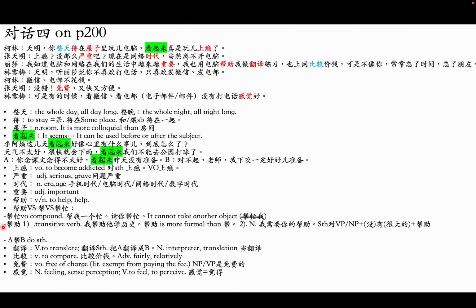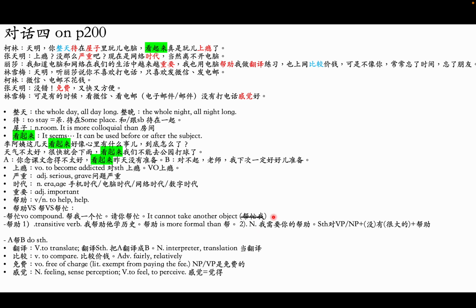Okay, for 帮助, this lesson's new word 帮助, it can be a verb, transitive verb, or it can be a noun. For transitive verb, it means A 帮助 B do something. For example, 我帮助他学历史. It is the same as 帮 A 帮 B do something. The difference between 帮助 and 帮 when we're talking about the verb, 帮助 is more formal than 帮. Okay, second one, 帮助 can also be a noun. For example, I need your help.